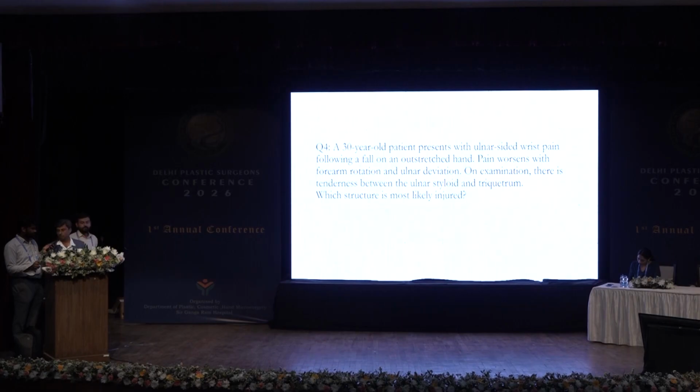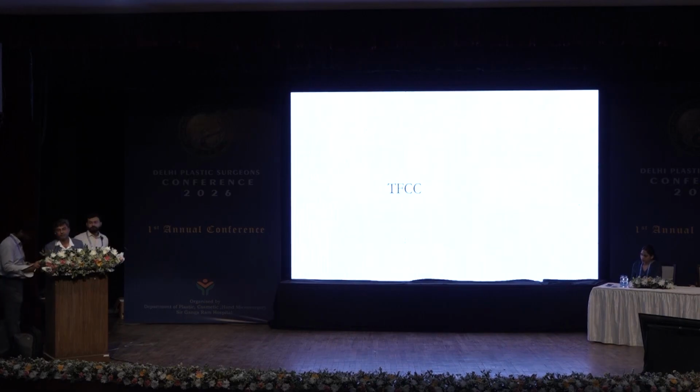A 30-year-old patient presents with ulnar-sided wrist pain following a fall on the outstretched hand. Pain worsens with forearm rotation and ulnar deviation. On examination, there is tenderness between the ulnar styloid and triquetrium. Which structure is most likely injured? FCU. Wrong answer. Time up. The answer is TFCC.